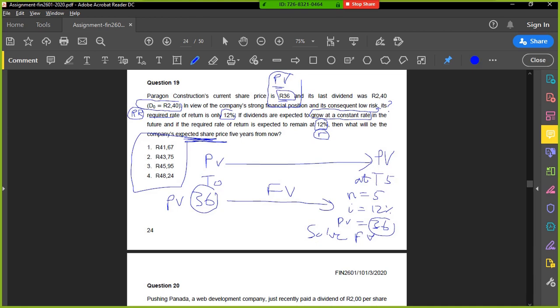Right, but the working is correct, because they've given you the share price, and they're asking you for the share price 5 years from now. There's no growth rate here, so you can't use that. There's only a required return. The required return would be the rate that you would compound this forward. The dividend is the last dividend they paid. The dividend is separate from the share price. The share price is what they're asking you for here.